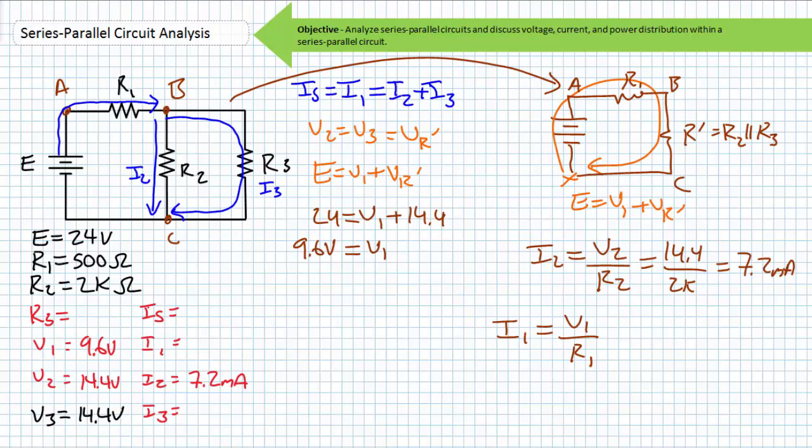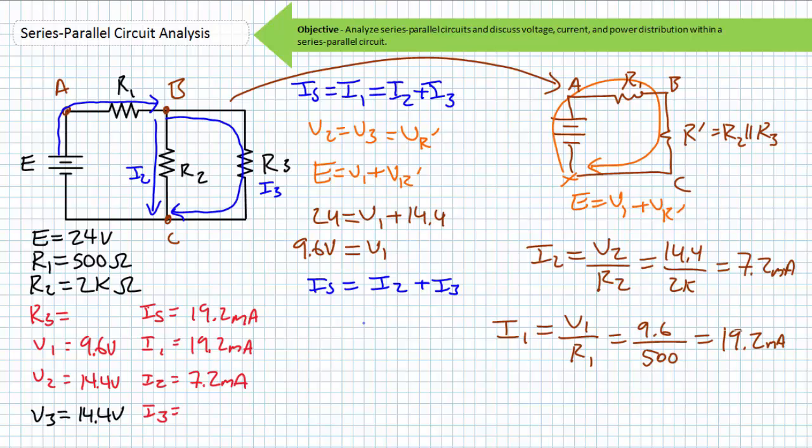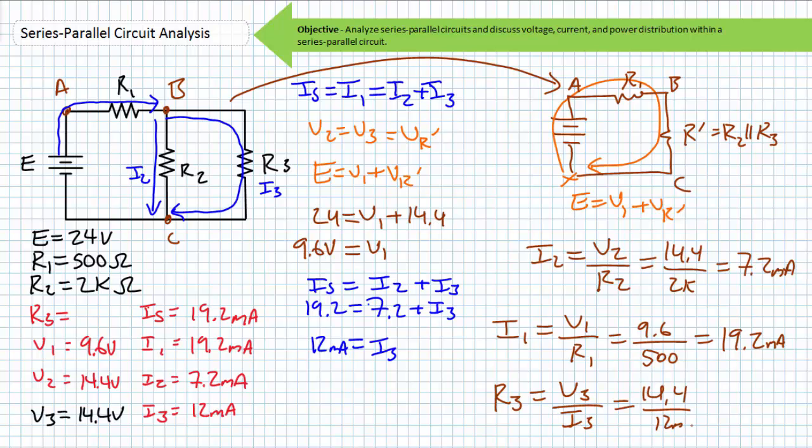Via Ohm's law, I1 equals V1 divided by R1. Substituting in the necessary values, we find I1 equals 19.2 milliamperes. Given our earlier KCL analysis suggests IS equals I1, we are also aware that IS equals 19.2 milliamperes. Additionally, our earlier KCL analysis suggests IS equals I2 plus I3. Substituting in the calculated values of IS and I2 and solving for I3, we find I3 to be 12 milliamperes. Via Ohm's law, R3 equals V3 divided by I3. Substituting in the necessary values, we find R3 is a 1.2 kilo ohm resistor.